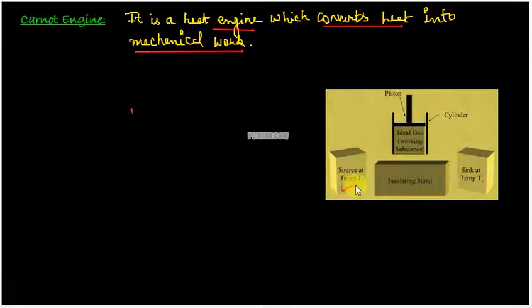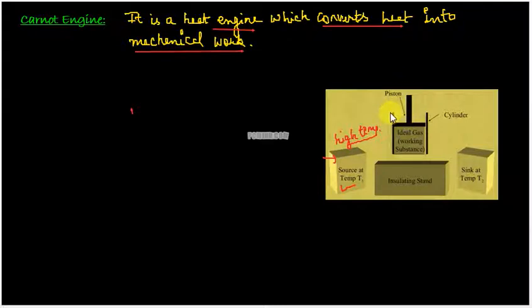This is one: you need a source at temperature T1. This is at a high temperature, and we say it has infinite thermal capacity, so whatever amount of heat is drawn by a working substance, it doesn't matter to this source. Its temperature will not vary, right? So it's like a sea. If you take 10 buckets of water out of the sea, it's not going to impact the sea. So we have a source at temperature T1 with infinite thermal capacity, and any amount of heat can be drawn from it without changing its temperature.